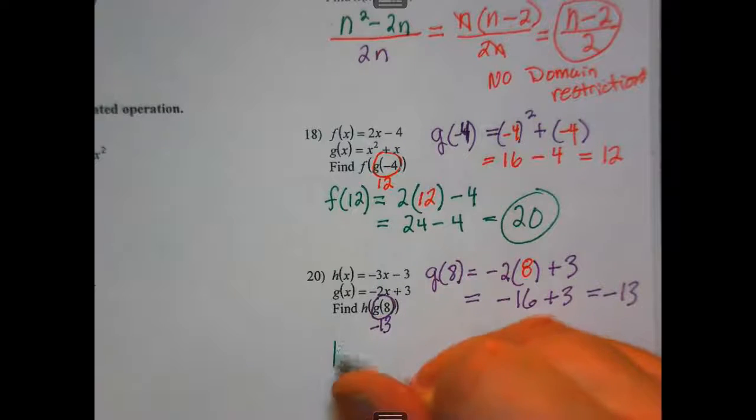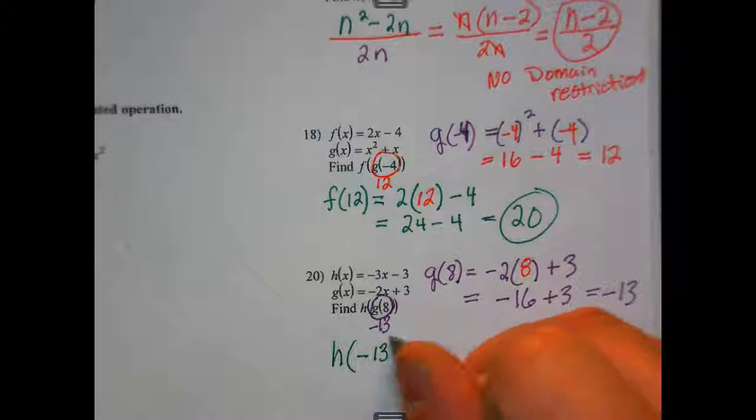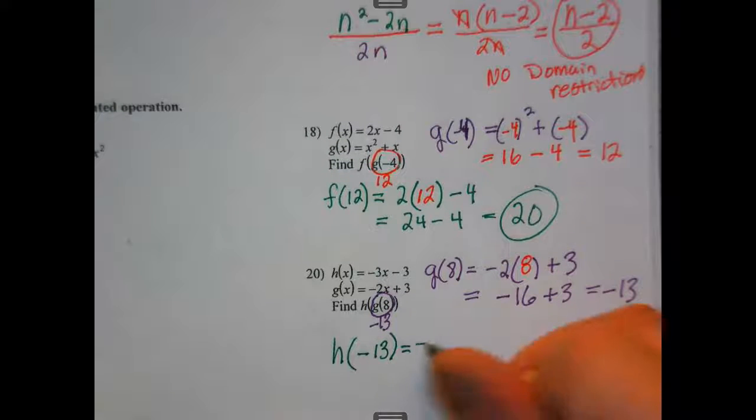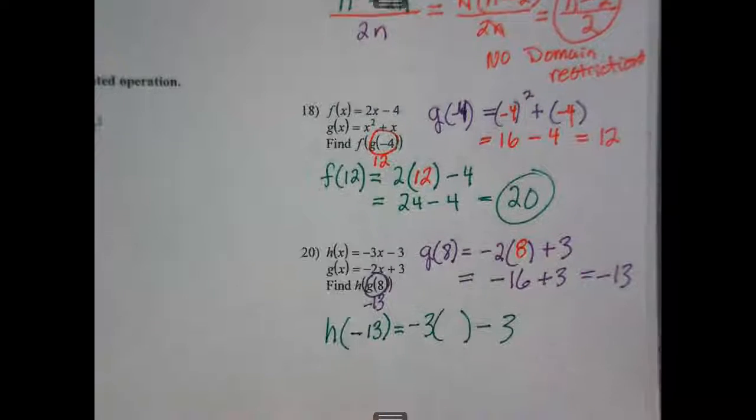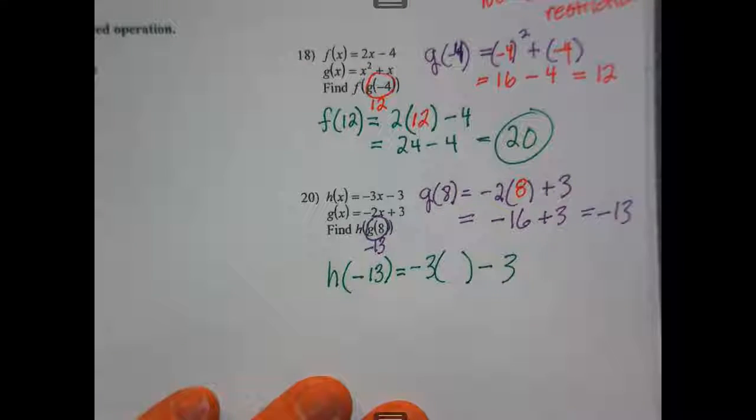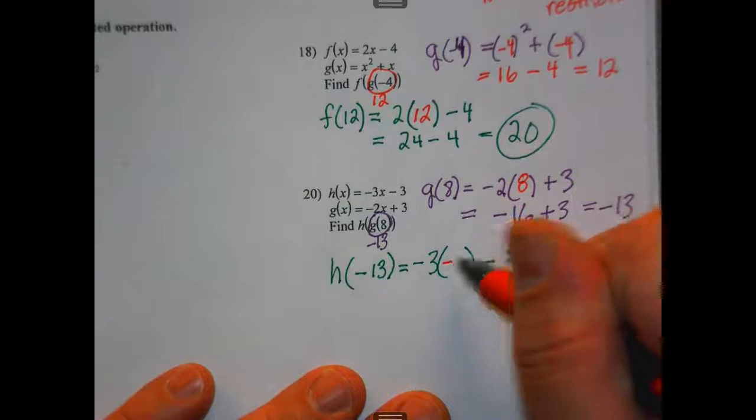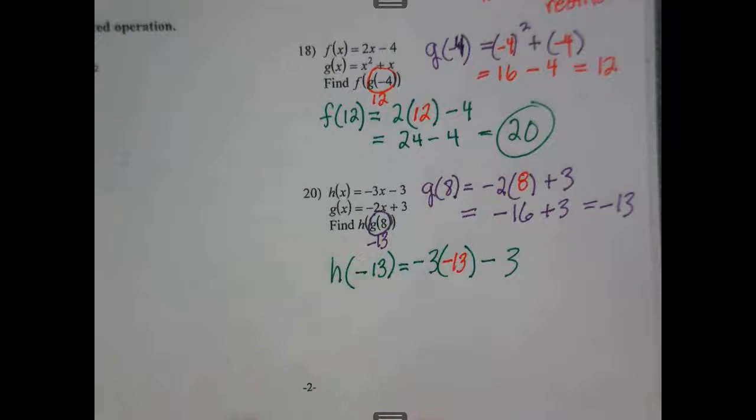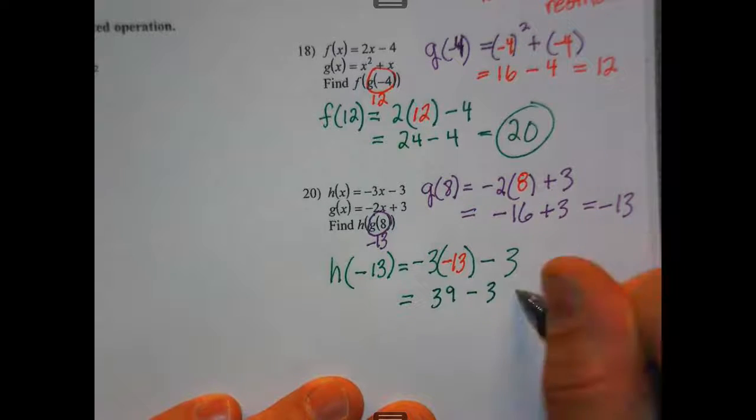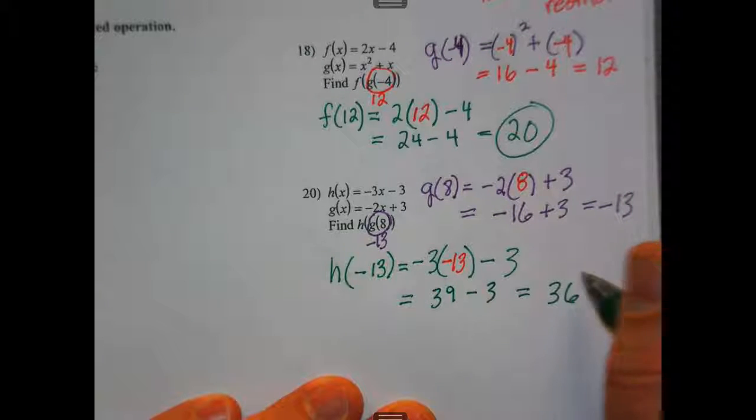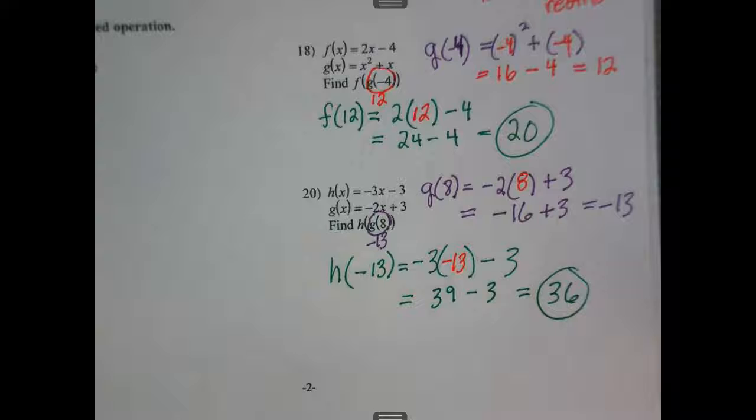So I have the h of negative 13 equals negative 3 times x minus 3. Are you with me? Okay, so negative 13 goes in for x. Negative 3 times negative 13 will be positive 39 minus 3, which is 36. Okay, so the h of g of 8 is 36.